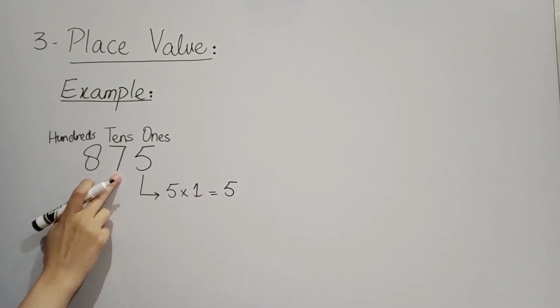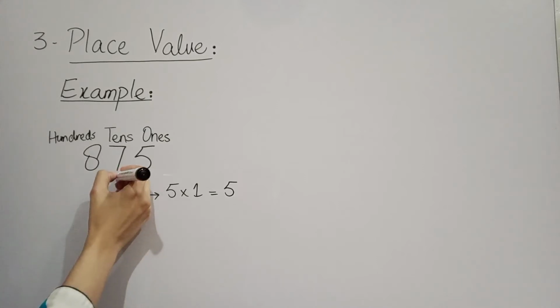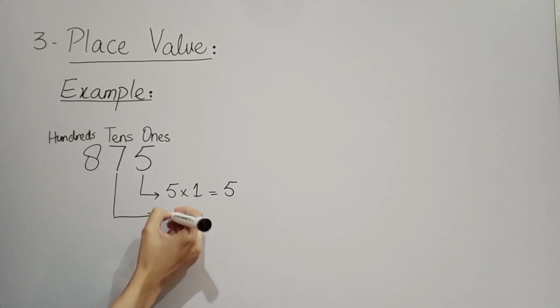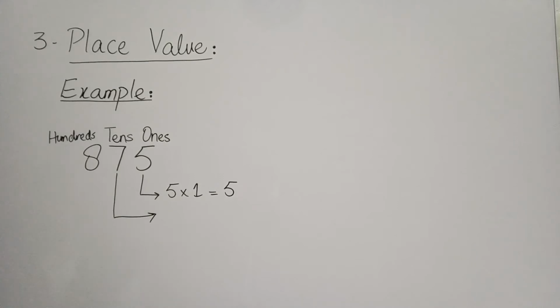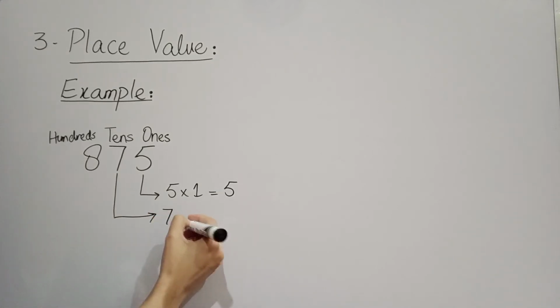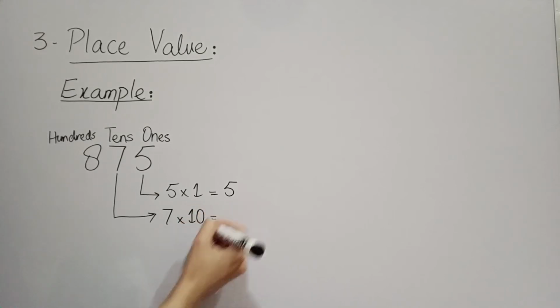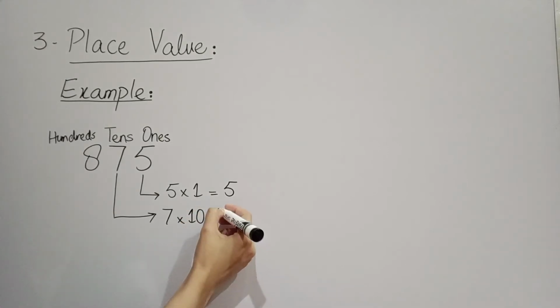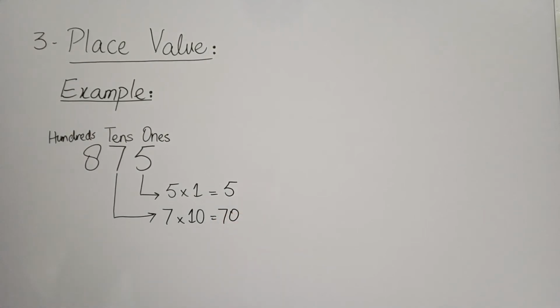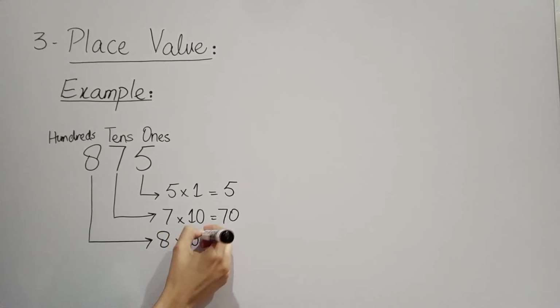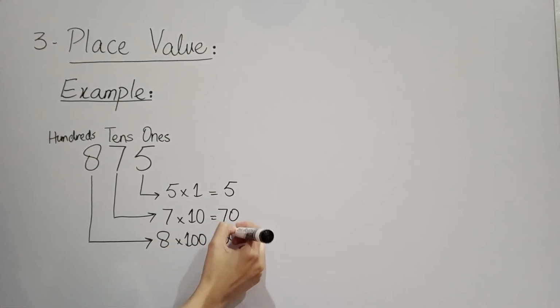The next number 7 represents tens. So what will we do? We will find its value. 7 represents tens. So this becomes 70. Now 8 represents hundreds. So what will we do? We will multiply it with 100. So that represents 8 hundreds. Let's do another example.